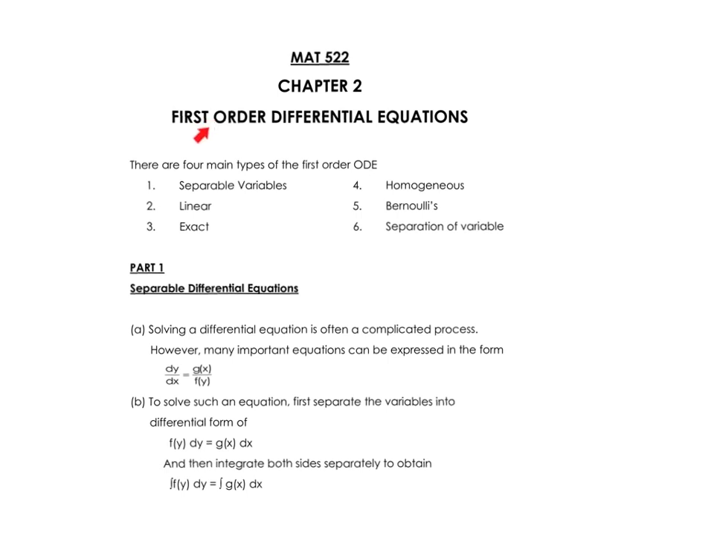Chapter 2, first order differential equation. There are 4 main types of the first order ODE: separable variable, linear, exact, and homogeneous. The other types are Bernoulli's and separation of variables. Now we look at part 1, separable differential equation.